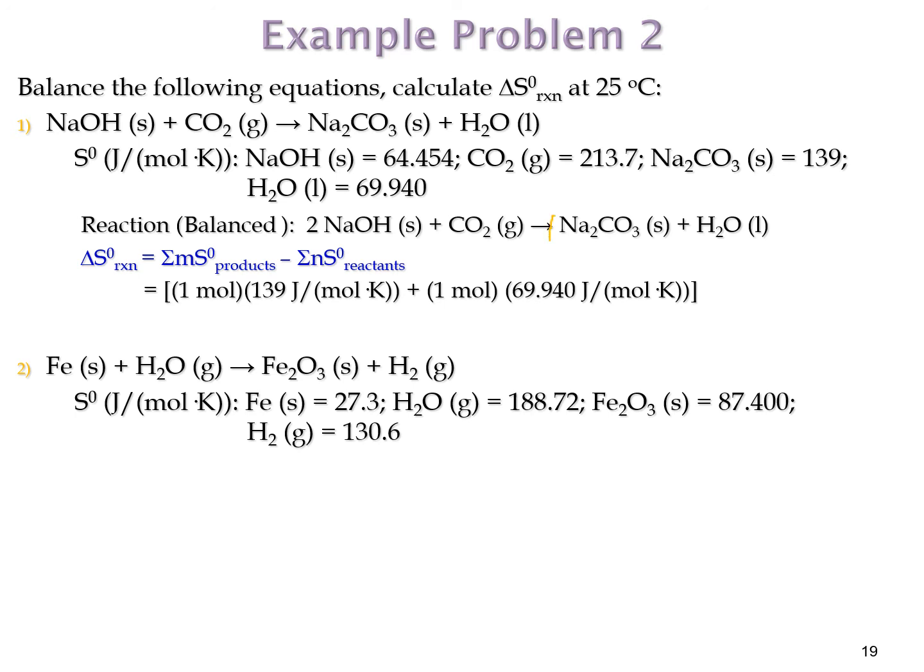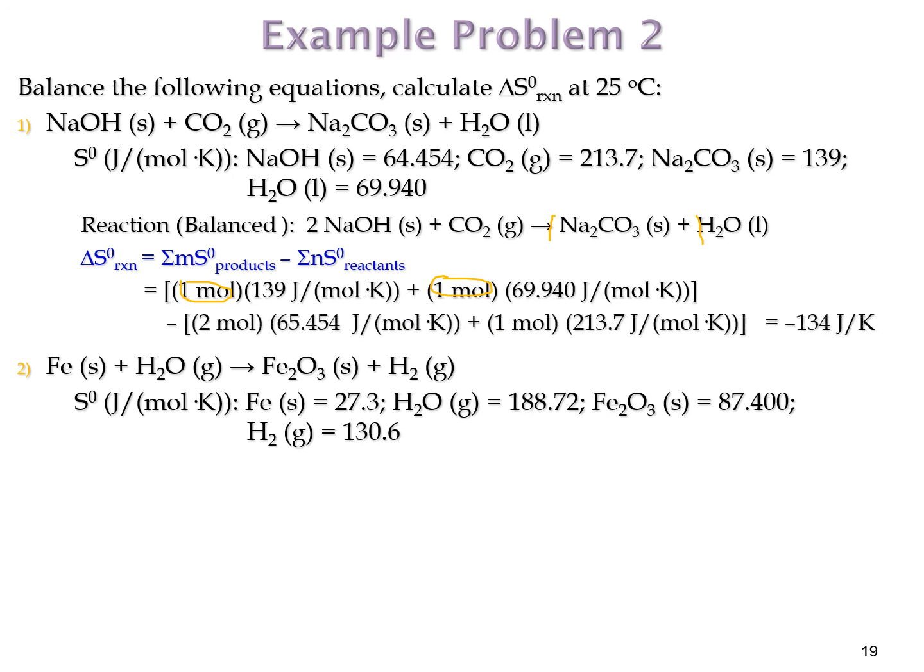We got 1 here, so that's why it's 1 mole. We got 1 mole of water, so that's 1 mole of water. And we add their entropies all together, minus the sum of entropies from the reactants. Remember, that's 2, so that's why we have 2. And we got 1 mole of carbon dioxide, so that's 1 mole of carbon dioxide. The calculation leads us to negative 134 joules per Kelvin.